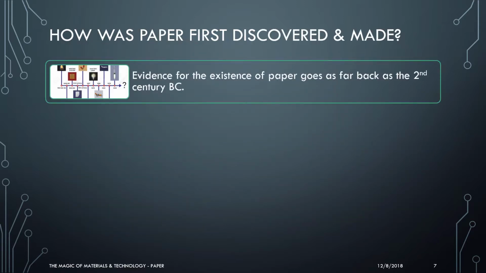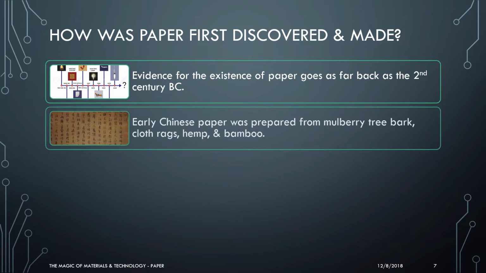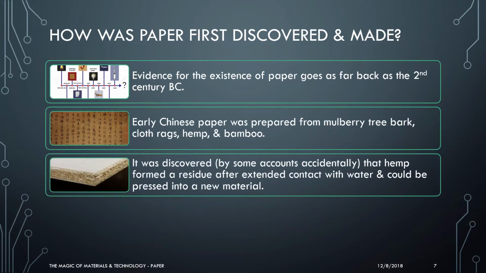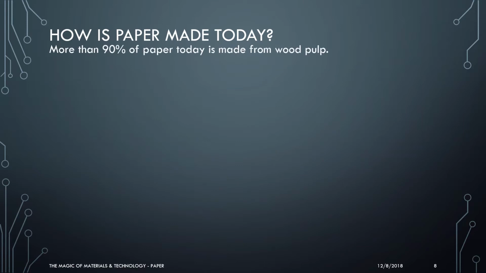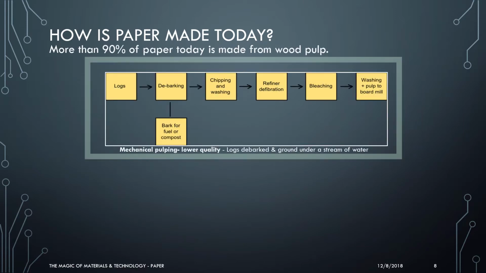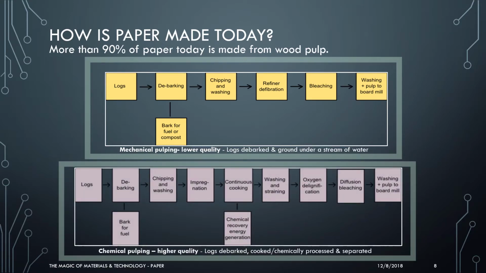Paper was first discovered and made a long time ago, 2nd century BC is as far back as archaeological evidence goes. And by some accounts, it was discovered accidentally after hemp cloth had extended contact with water and could then be pressed into a useful new material, and soon after found its way into society. Paper today is usually made in two main ways: mechanical pulping for lower quality paper and chemical pulping for higher quality.